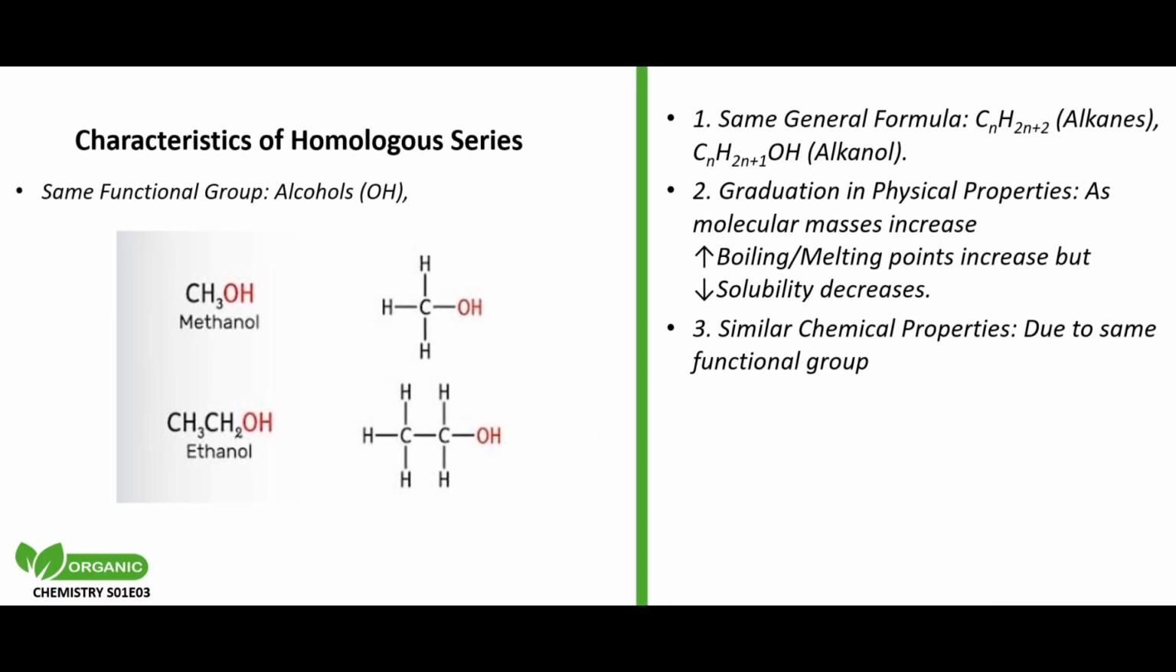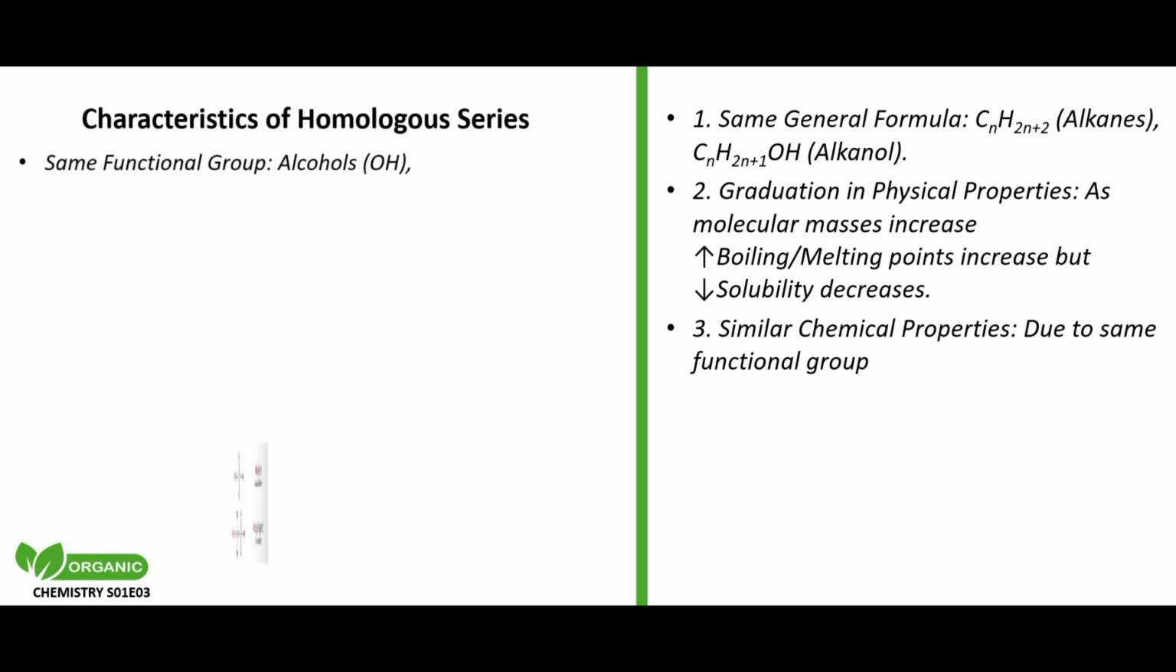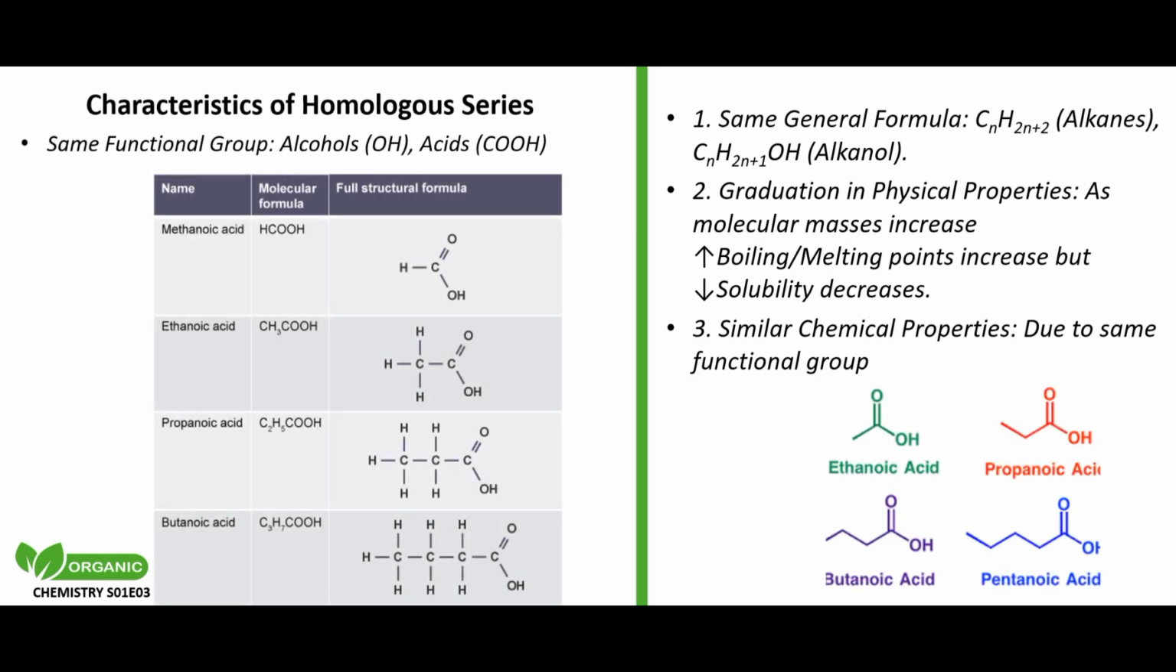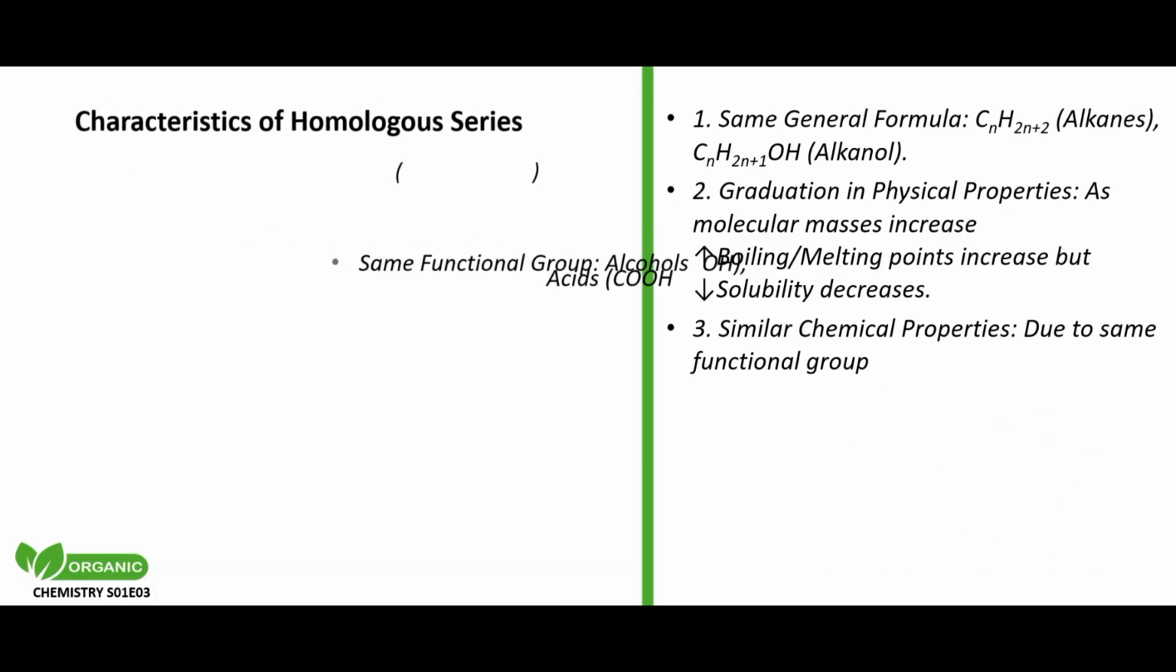4. Same functional group. Each member has the same functional group responsible for their characteristics, which might be physical or chemical behavior. For example, alcohol has the OH group, the ol group. Alkanoic acids have COOH group, the carboxylic group. Functional group is the main thing a homologous series has in common, which determines their characteristics.